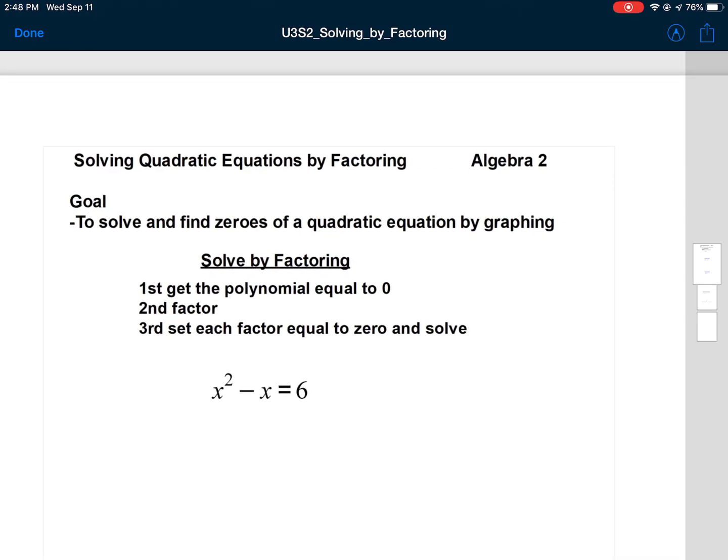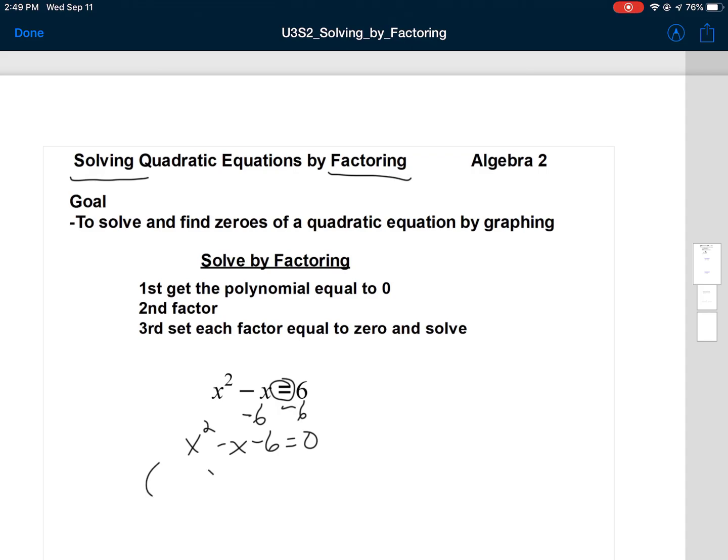Okay, we're going to factor some more here, but it's actually going to be solving by factoring. One key thing is that you can only solve something if it has an equal sign. So if I look at this problem here, it's got an equal sign right there. It has to be equal to 0. So I'm going to have to manipulate this. I'm going to have to subtract 6 from both sides. And I've got x squared minus x minus 6 is equal to 0.